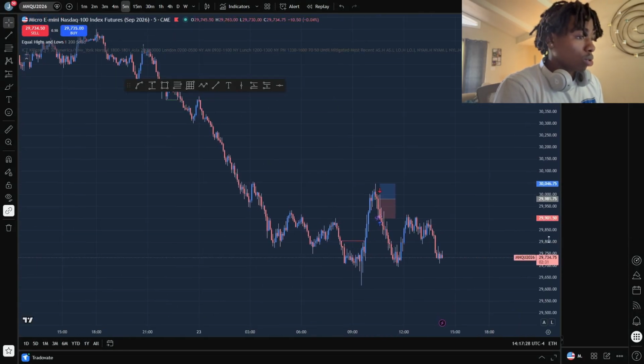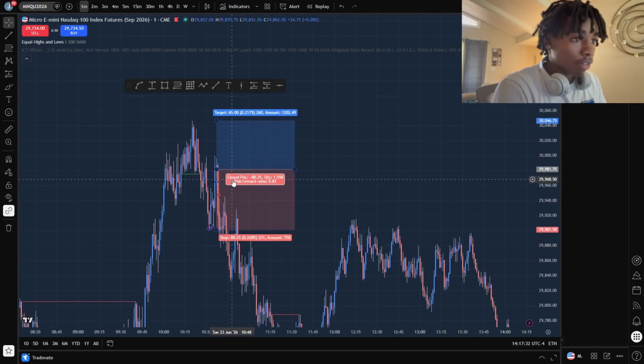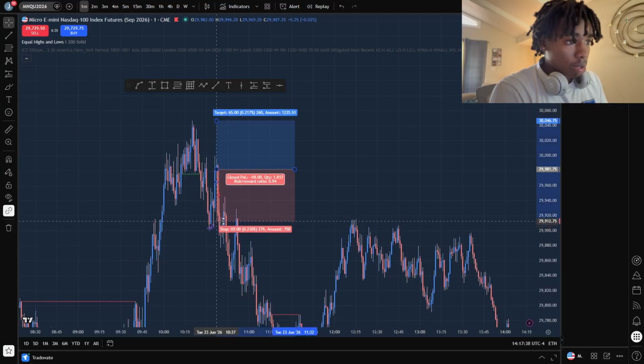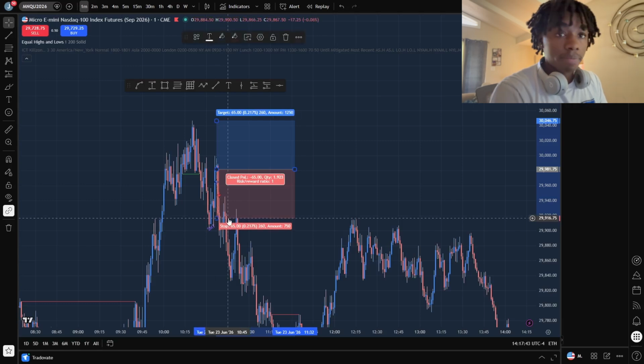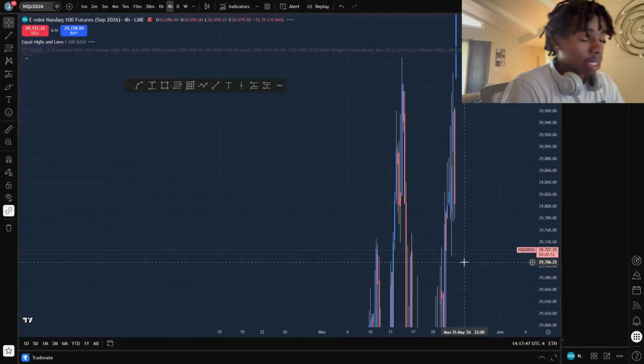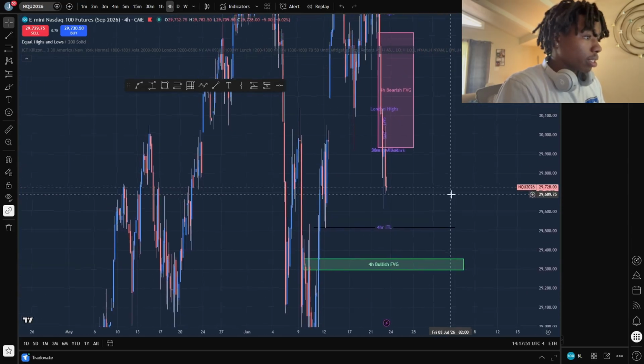This is the execution. A little long to the upside. Stop loss was right here. A little one-to-one play. Okay, let's get into it. Let's get into the bias.